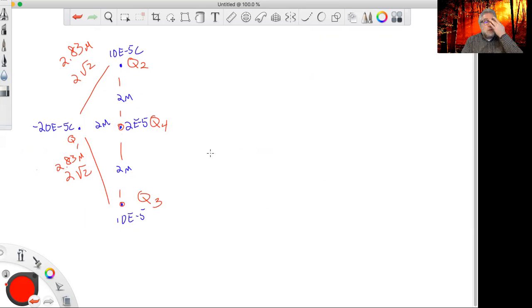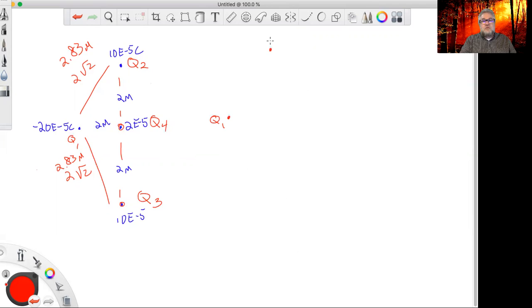equal to the total amount of work I do to put these charges there, because the potential energy comes from me pushing on them to get them in place. And so I'm going to, one at a time, put these things in place here. So I'm going to start with Q1, and I'm going to put him here. And it doesn't cost me any energy because there's no other charges around it. It's out in the middle of outer space.